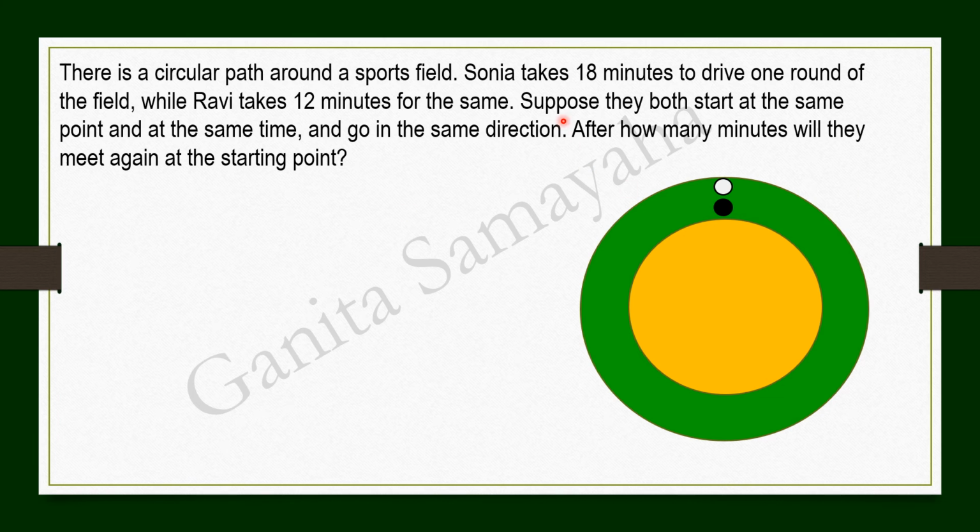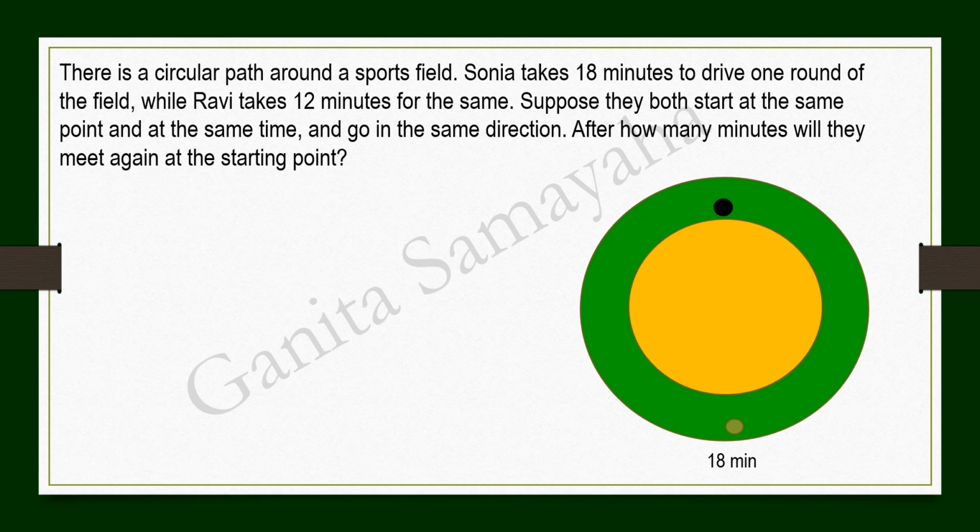So they are taking different amounts of time to go around once, isn't it, children? When will they come back? Both of them come back to the same point and they will start again. That is the question. So let us just see how they will go around. Okay. So Sonia is taking 18 minutes.